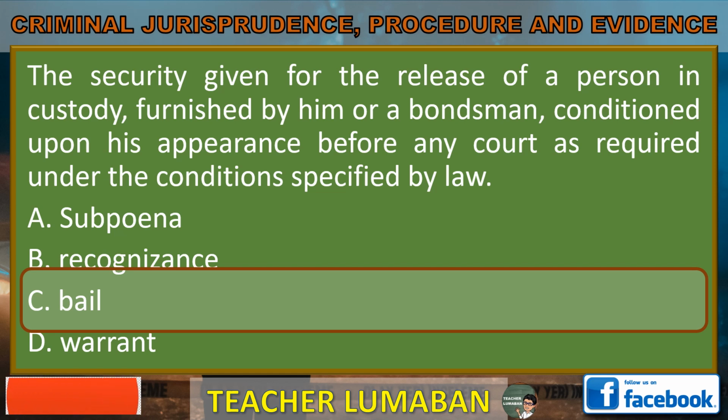A subpoena is a legal document that orders a person to appear in court or to produce documents. A recognizance is a promise to appear in court or to pay a sum of money if you do not appear. A warrant is a legal document that authorizes the arrest of a person or the search of a property.